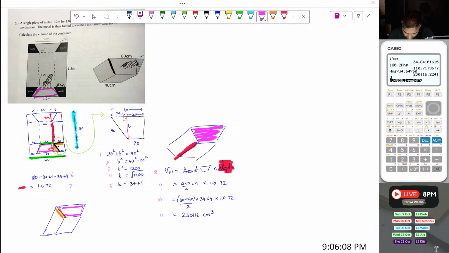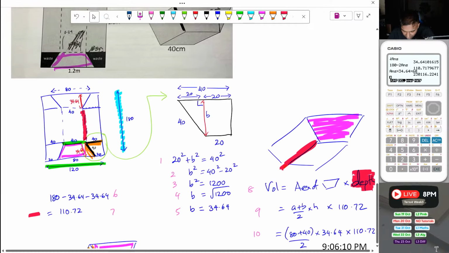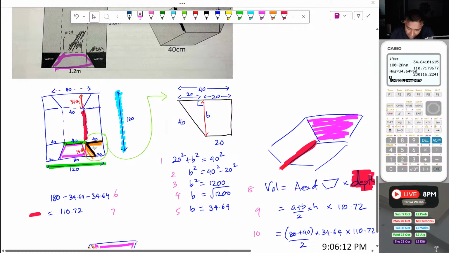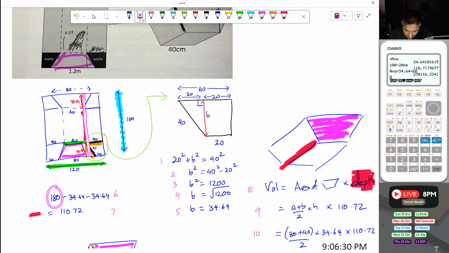In line 7, how did I know how to get that? Because in line 7, remember this entire line here is actually worth 180. This little part here is worth 34.64, and then this little part is 34.64. So what I then did was 180, which is this whole thing, minus 34.64, which is this, and another 34.64, which is that. That's how I got 110.72.